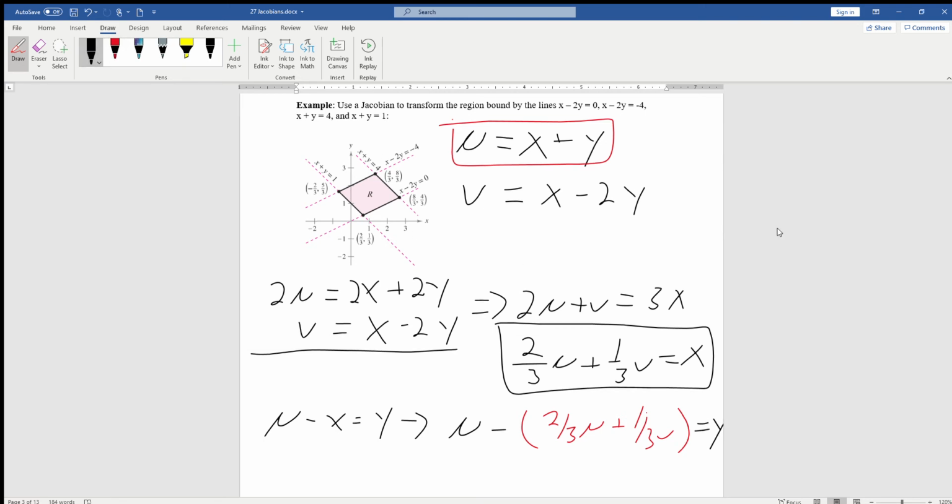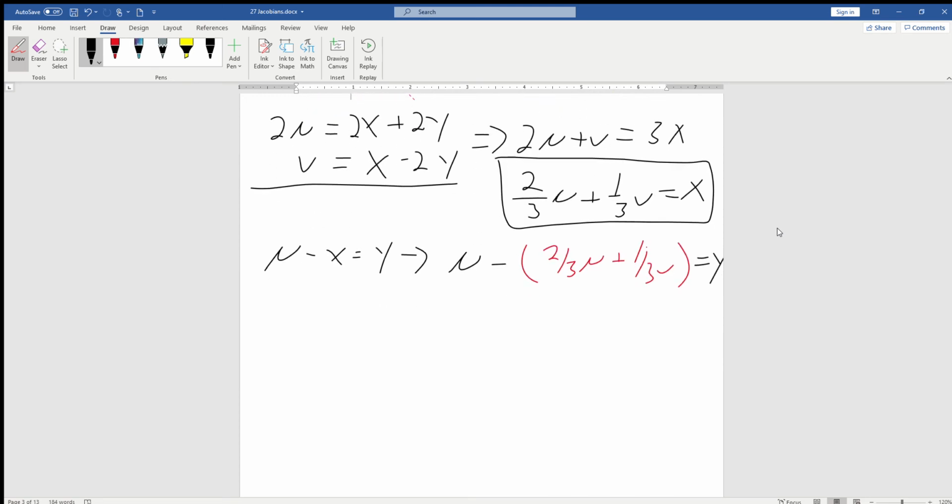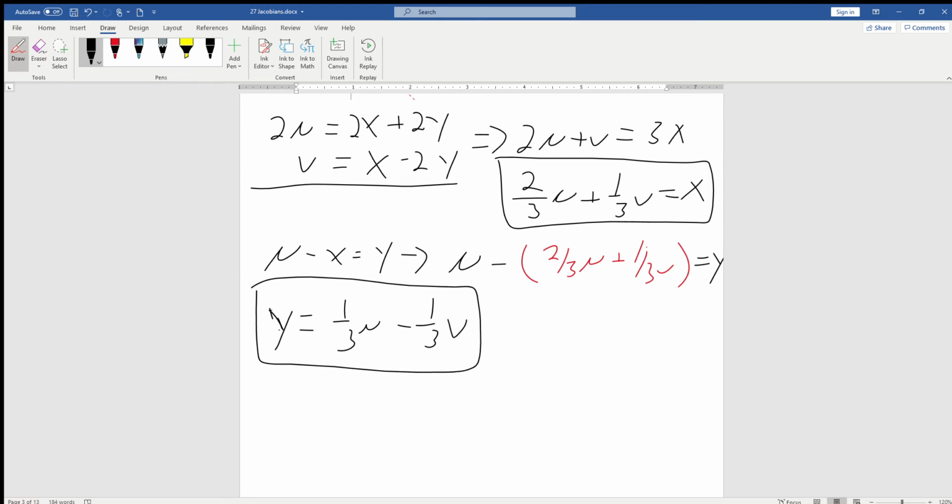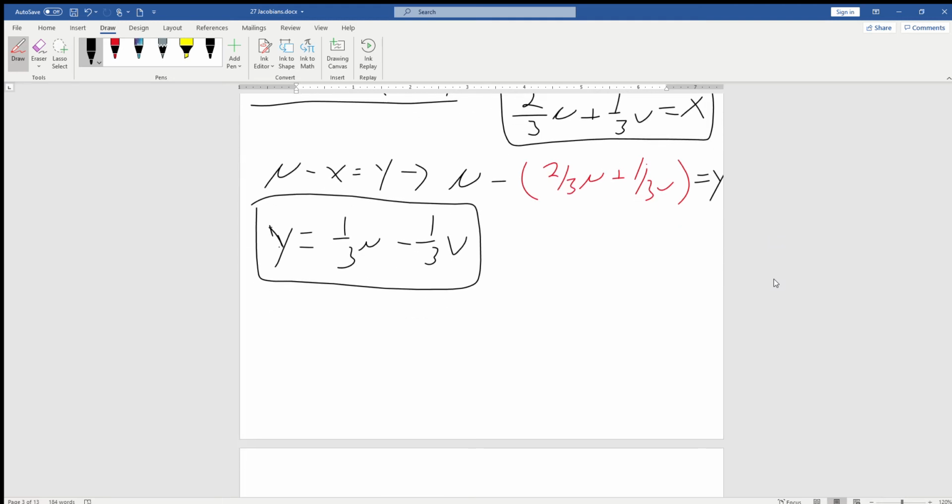And then finally, we just subtract. So we ultimately end up with the transformation for y: y is going to be equal to 1/3 u minus 1/3 v. All right, we're going to hold on to those. That's our transformation T. If we couple those together, we can translate from xy into uv. So now we can say that xy is equal to a transformation in uv, and the transformation is going to be exactly those two equations that we just found.